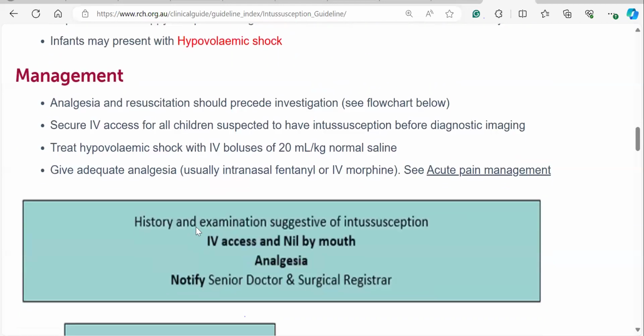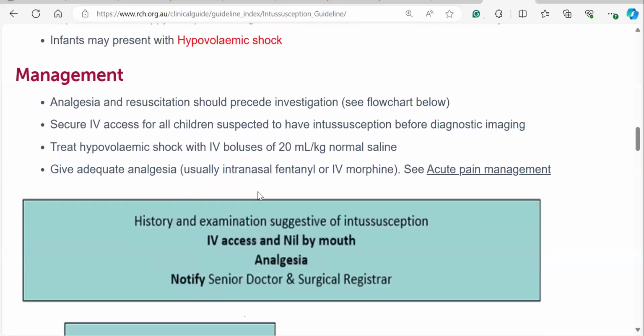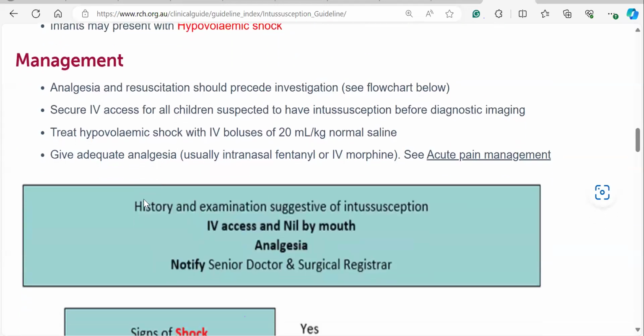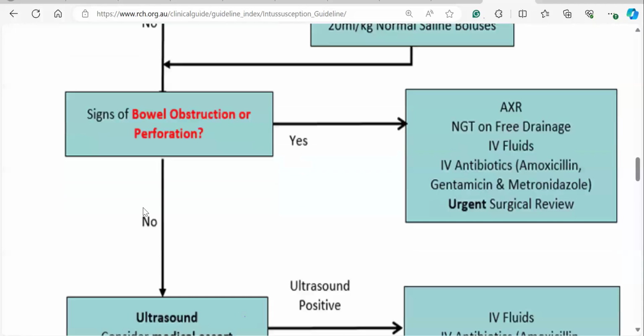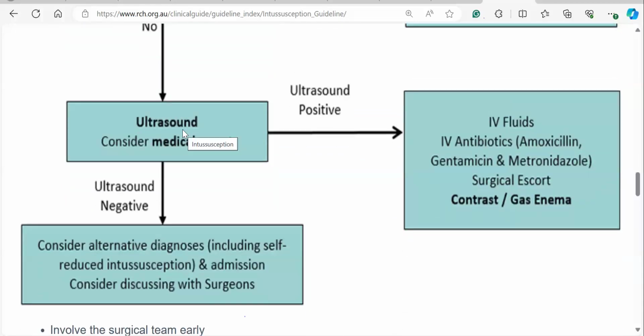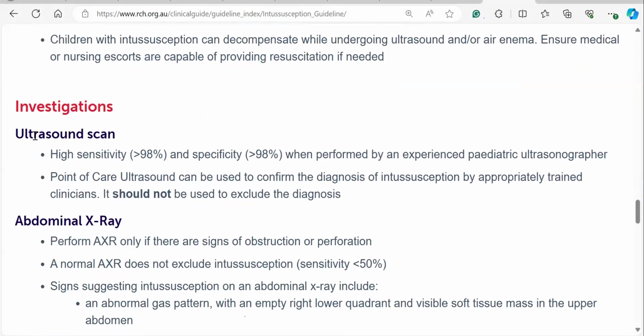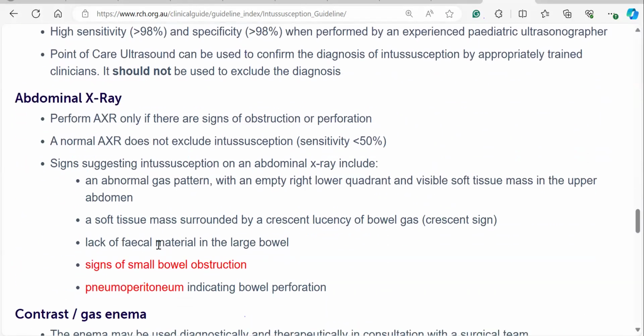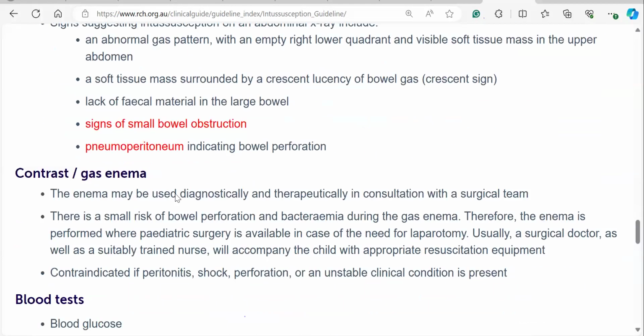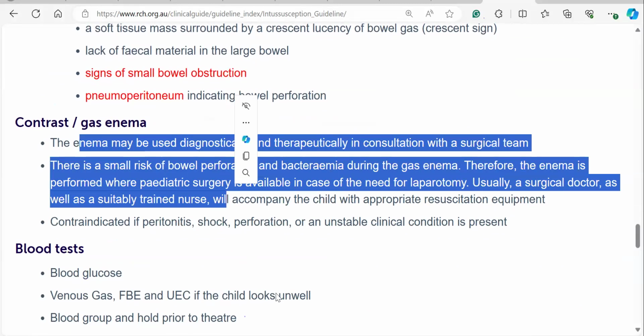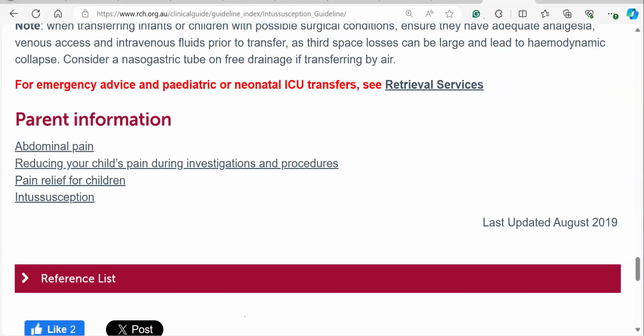This can be there. Management: IV fluid, analgesics if the child is in pain, and then most of the time you will first do an ultrasound and then start with air enema. So ultrasound is the diagnosis. If you suspect perforation of the bowel, then you will have to do an abdominal X-ray, and air enema is the main treatment. Okay.